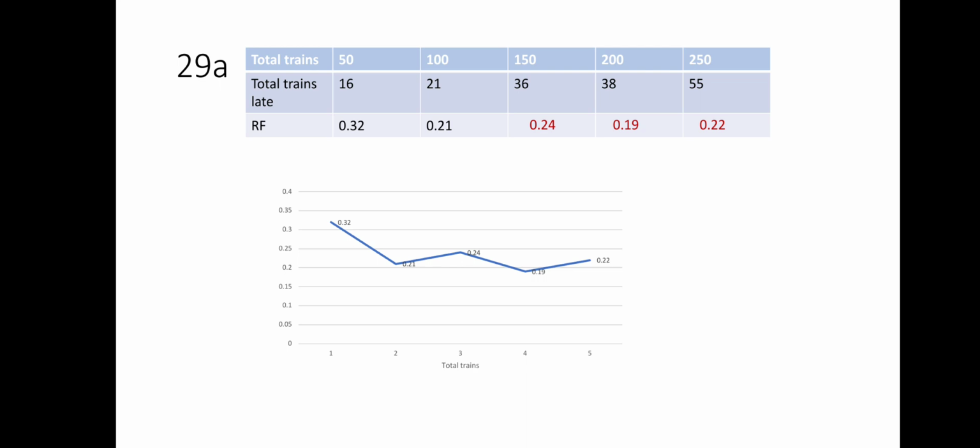Obviously I can't draw the graph on here because I don't have graph paper, but essentially the total trains would start at 0 and then go up in 50s, which I couldn't do here. And then the relative frequency is on the y-axis, but really this is just a plotting exercise, so it shouldn't be too difficult.